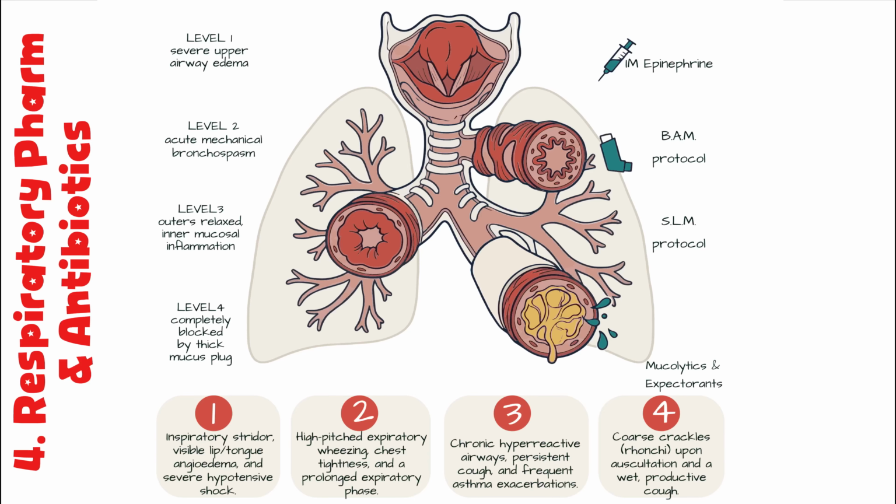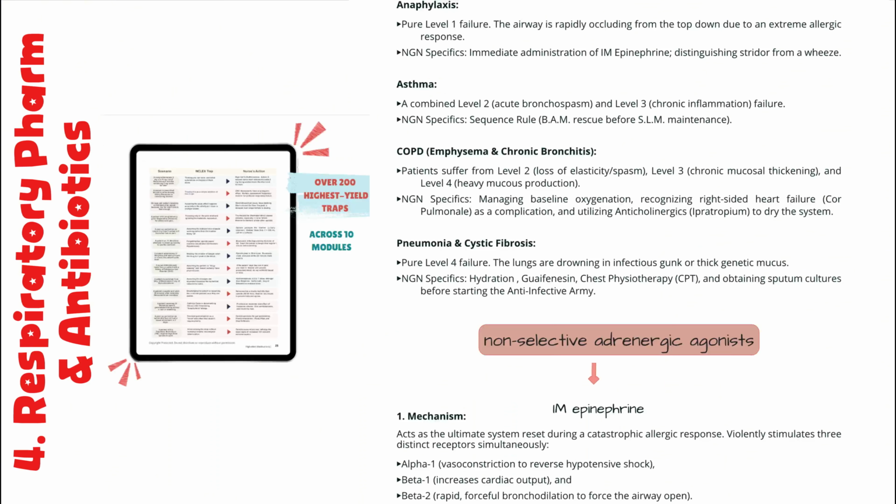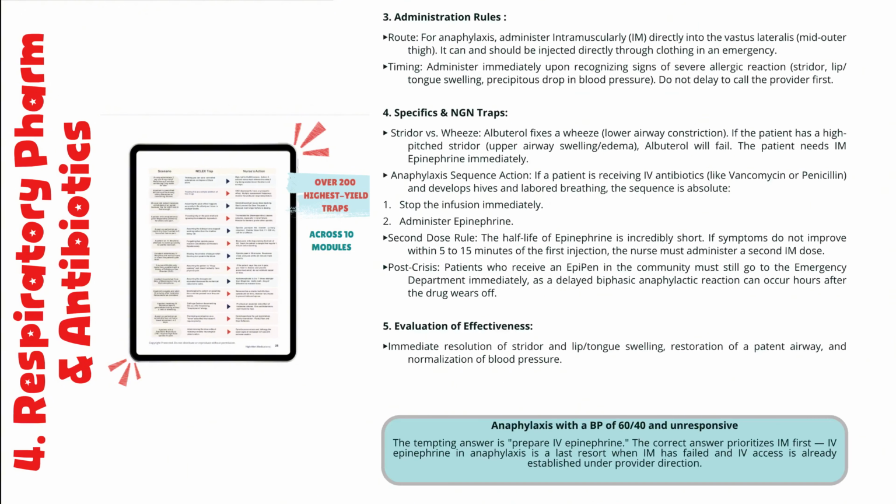Level 1 is a full system reset, and epinephrine is that reset. It hits alpha 1, beta 1, and beta 2 receptors all at once, reversing the shock, boosting cardiac output, and forcing the airway back open. Inject it into the vastus lateralis the moment you see stridor, lip or tongue swelling, or a crashing blood pressure. Tachycardia and a feeling of impending doom are expected. Never withhold the dose because the heart rate looks alarming.